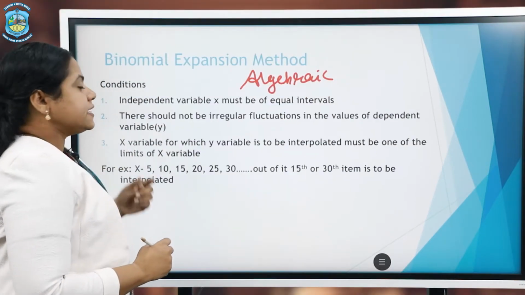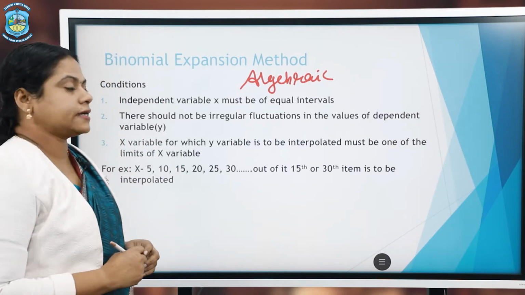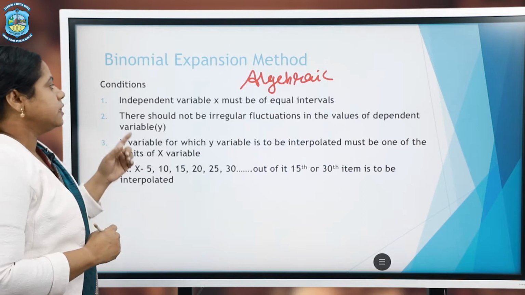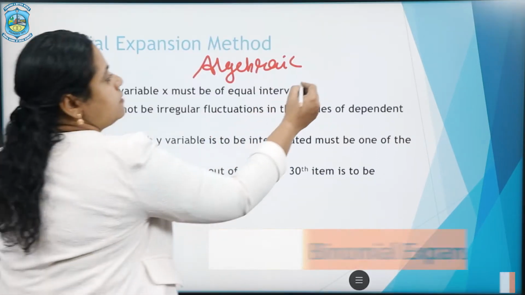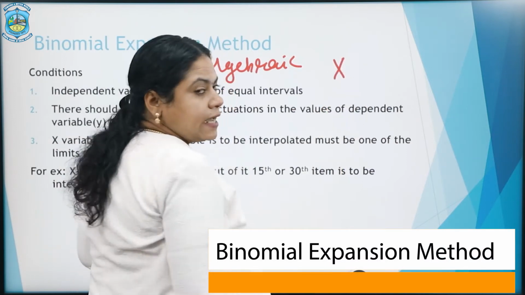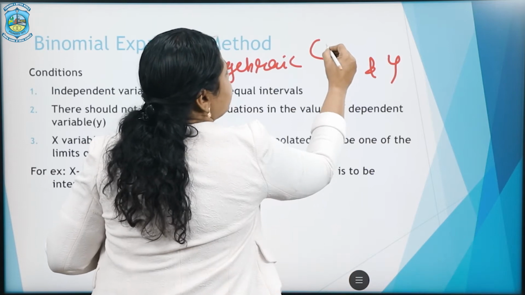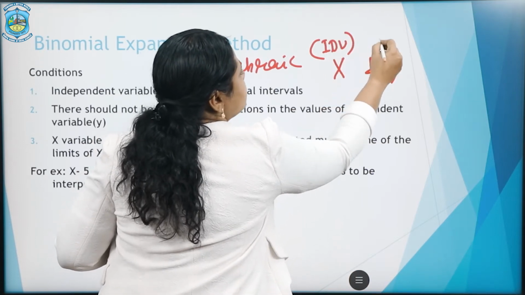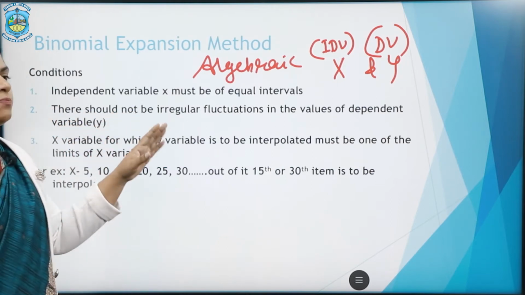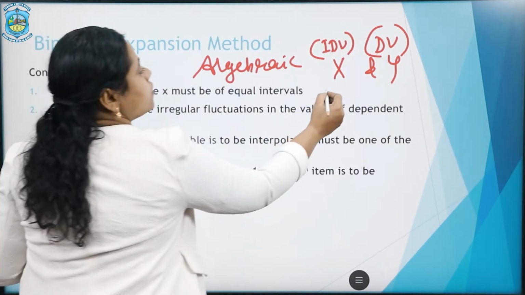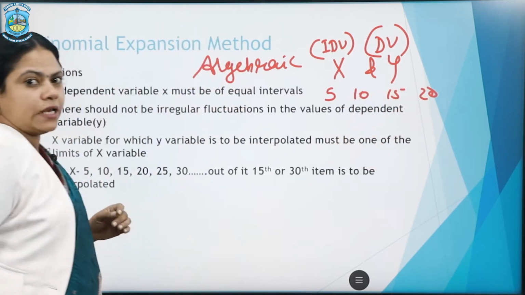So here there are certain conditions to use this particular method. Let's see what the conditions are. First, the independent variable x must be of equal intervals. If you remember, we have studied that there are two variables, x variable and y variable, where x is the independent variable and y is the dependent variable. So the independent variable x must be of equal intervals. That means 5, 10, 15, 20. These are of equal intervals.